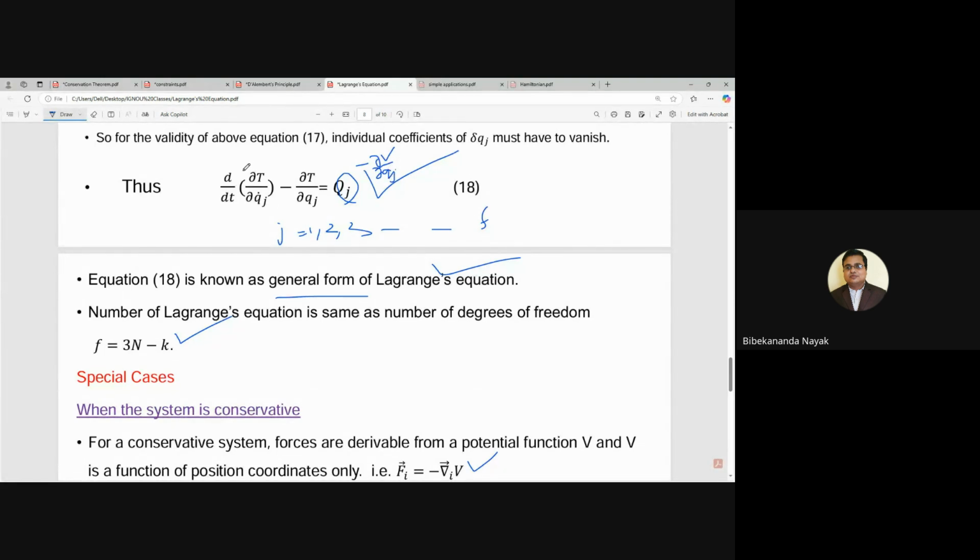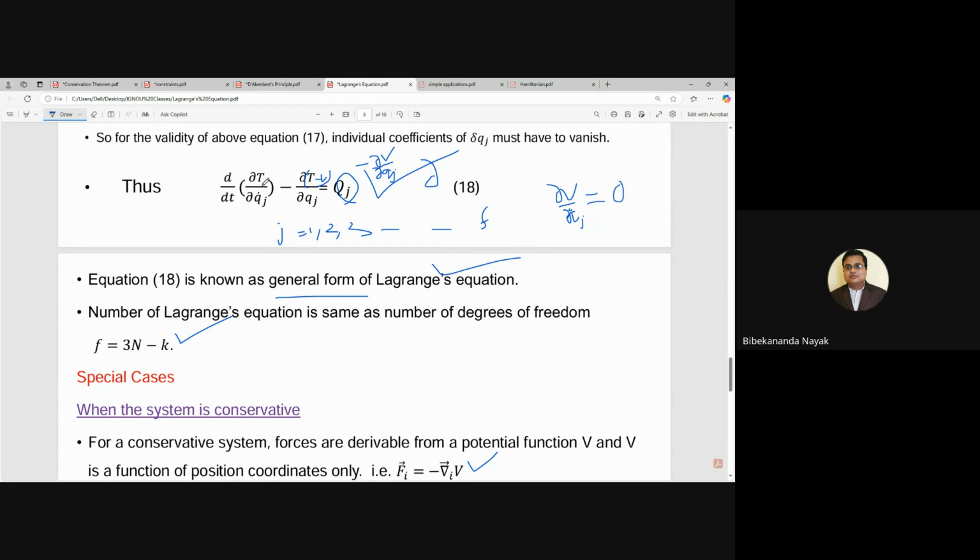So now take all to one side. So ∂V/∂q_j comes here, a minus, it will become plus. If I take minus common, it will be T minus V. Again, V is a function in a conservative system. V is a function of position coordinates only, so ∂V/∂q̇_j is equal to 0. So I can add 0 here.